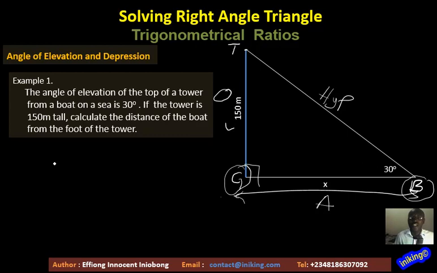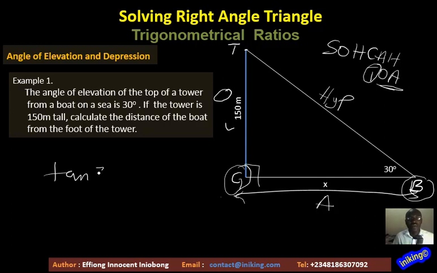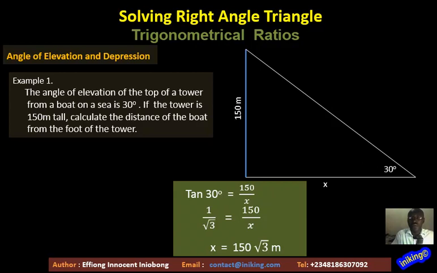I say, okay, in that case I am going to use tan, because opposite and adjacent are combined by what? Tan. So I say tan of the angle 30 will be the opposite side, 150, divided by the adjacent side, which is not known. And from here we can solve. You can see there, tan 30 is equal to 150 over x.